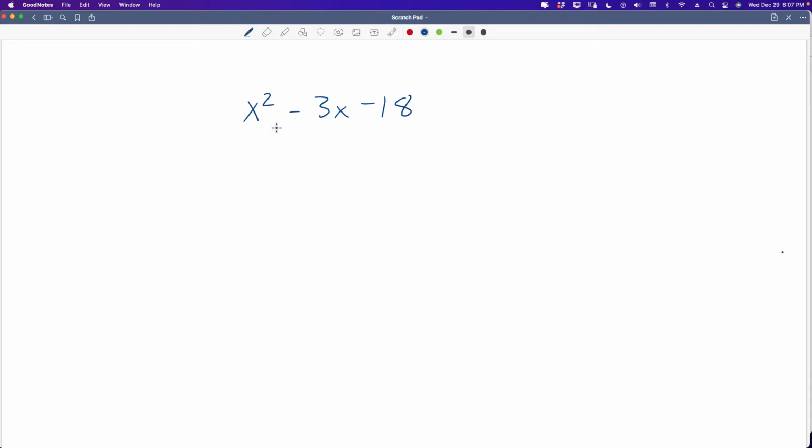So we begin by creating two pairs of parentheses. And then we realize that we're going to multiply these together because they're right next to each other. We're going to distribute two terms here and two terms here. So with the first term, x times x gives us x squared. So the only way we can do that is if we have x here and x here, because x times x gives us x squared.